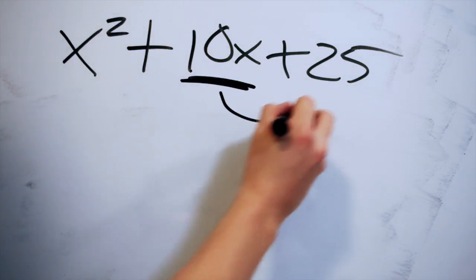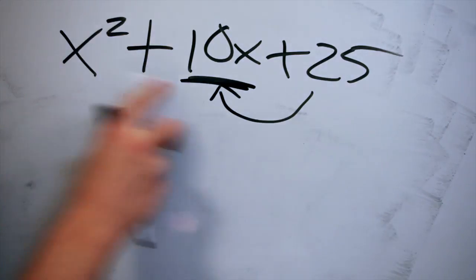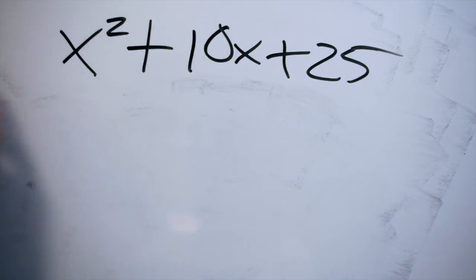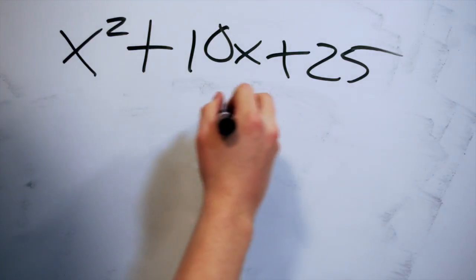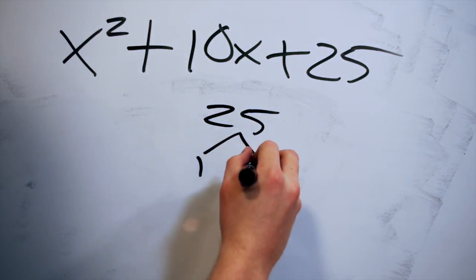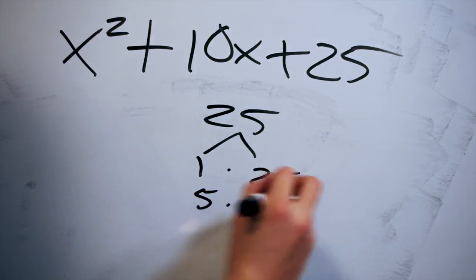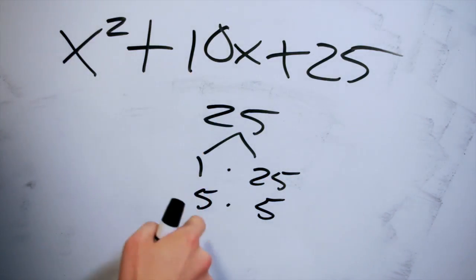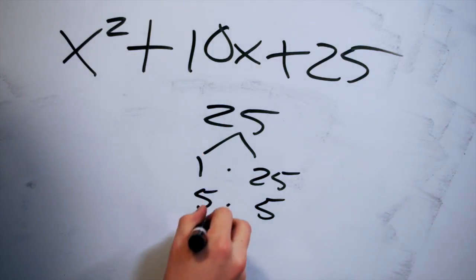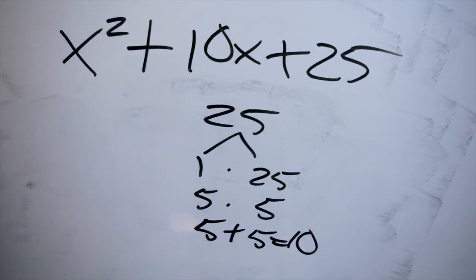So now we need to come up with that 10, and it's going to come from the numbers in the 25, since there are no numbers in front of the x squared. So what is 25? 25 is 1 times 25, and it is also 5 times 5. But which of those two numbers are going to give you 10? I think it's the 5 and the 5. They'll give you 10, because they add and give you 10.